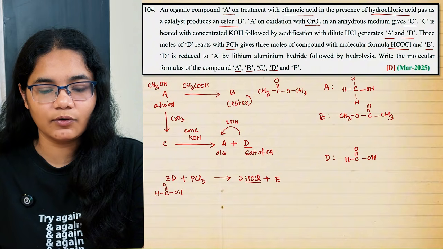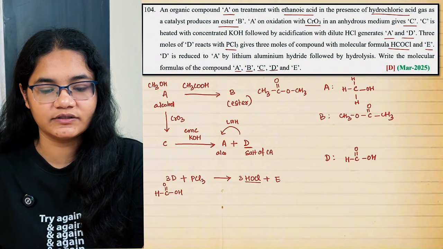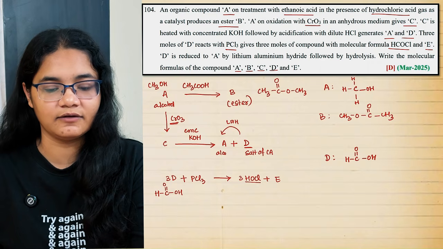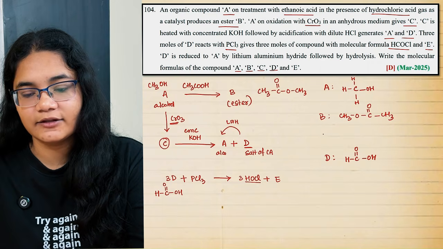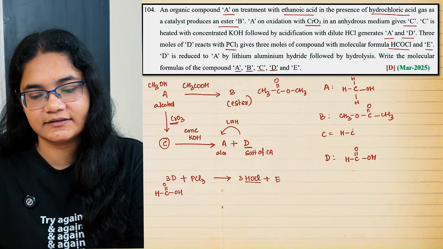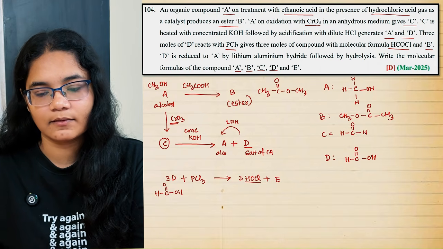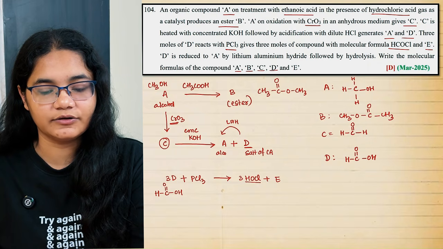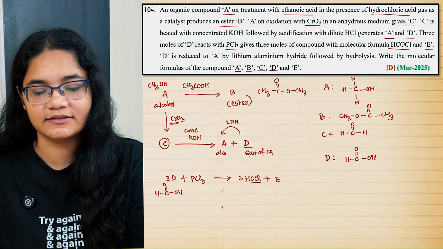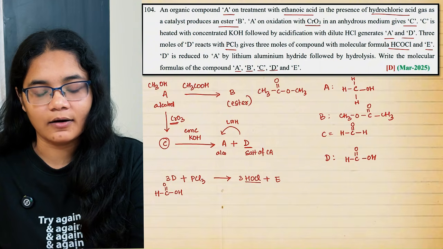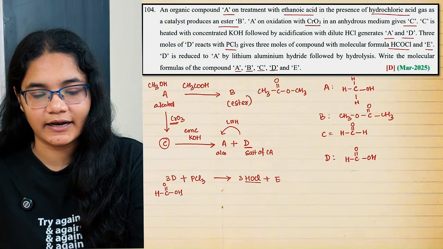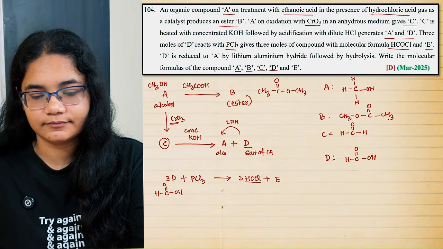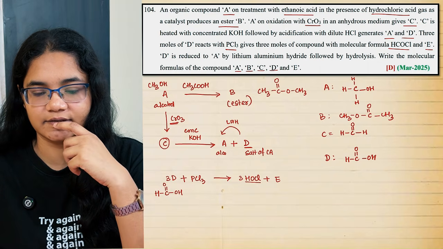Now C is what? When A is oxidized, this is a primary alcohol, and with CrO3 it will be oxidized to give you an aldehyde. So C is HCHO. Now on treating it with concentrated KOH, you get one, the salt HCOO minus Na plus, and an alcohol, that is CH3OH.